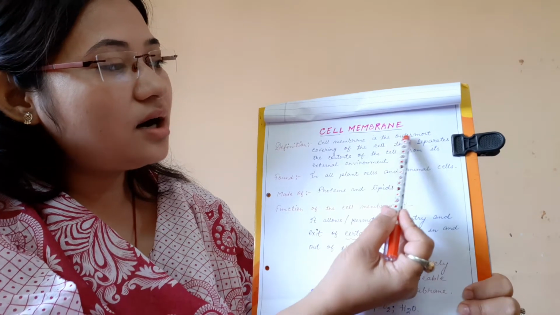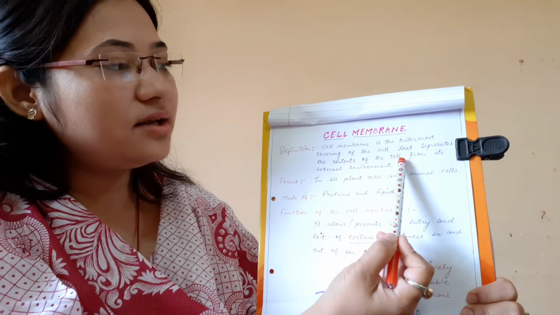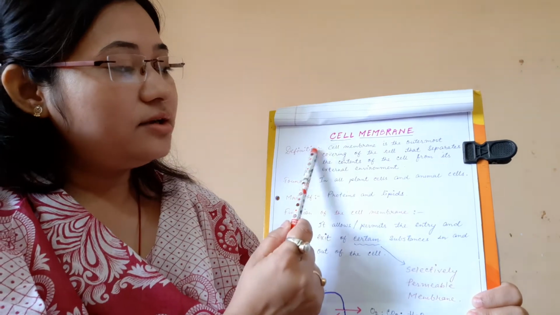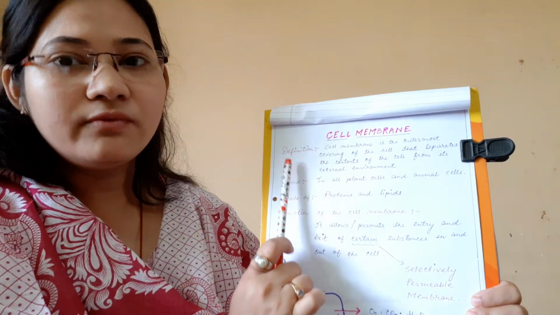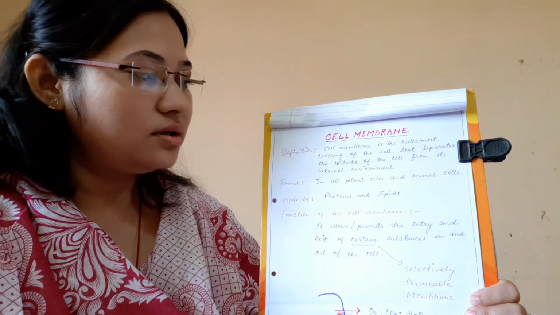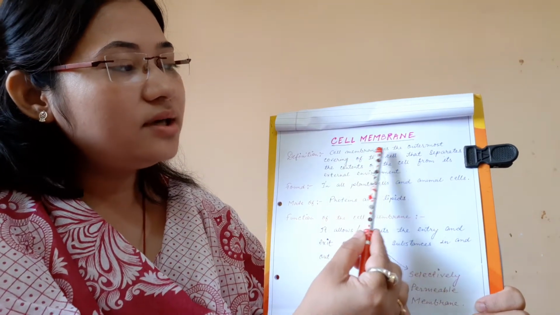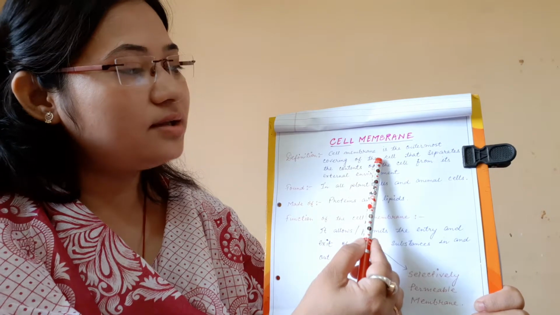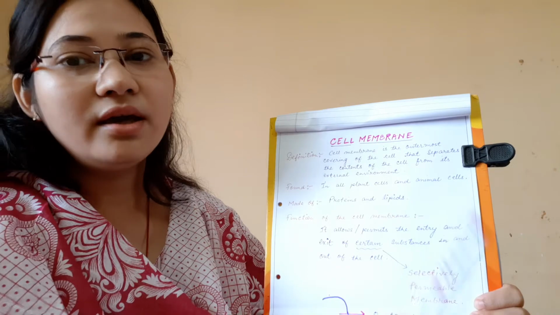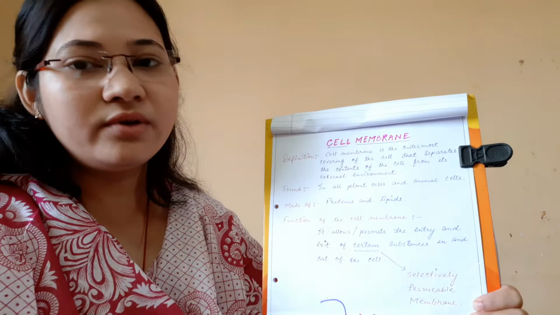Cell membrane is the outermost covering of the cell that separates the contents of the cell from its external environment. Once again, the definition of cell membrane, you will learn it from the NCERT book because I have made these notes directly from the NCERT book, so you can refer to it. The definition of cell membrane is, cell membrane is the outermost covering of the cell that separates the contents of the cell from its external environment. That is why it is called the outermost boundary of the cell or the protective covering.